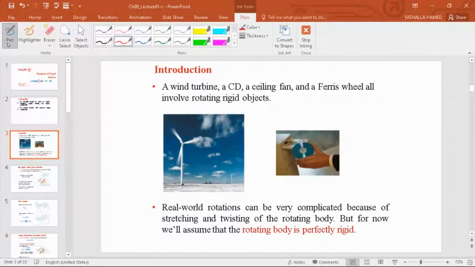As an introductory slide here, we talk about a wind turbine, it's rotating, CDs, though no one is basically seeing CDs nowadays, or those who still have fans in the ceilings, a Ferris wheel. All of these objects involve rotating rigid bodies, and we'll explain what we mean by rigid here.